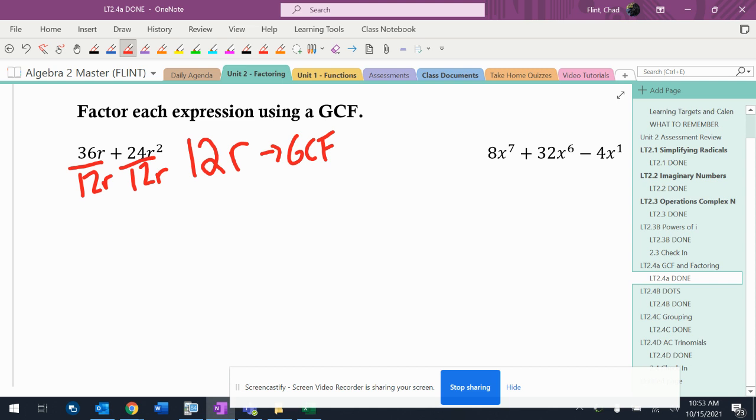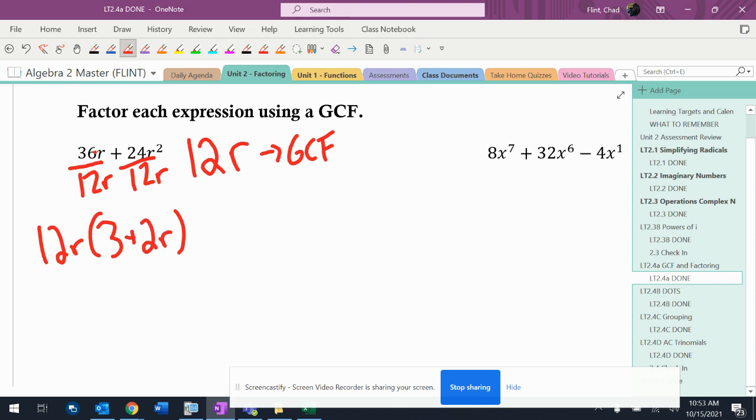I think it's incredibly helpful to visualize what's going to happen. All right, and what's going to happen is I'm going to have a 12R that comes out in front, and then I'm going to do the division for each of these. 36R divided by 12R leaves me with just a 3, and then 24R squared divided by 12R is going to leave me with a 2R.